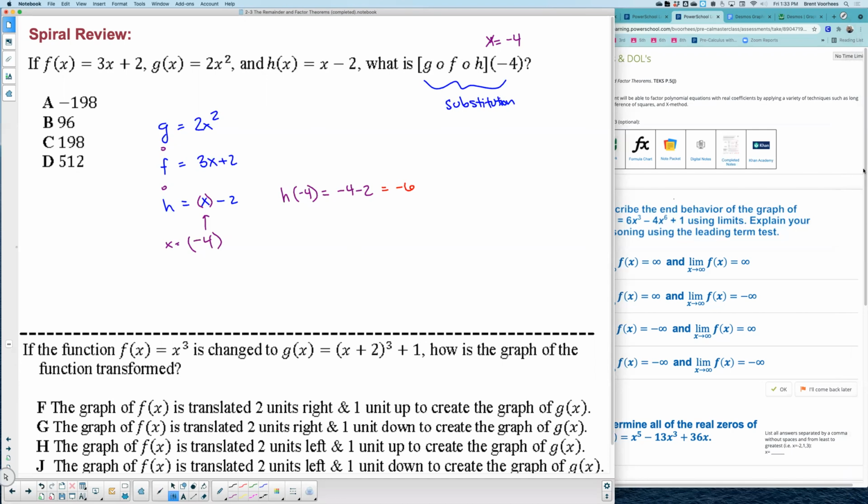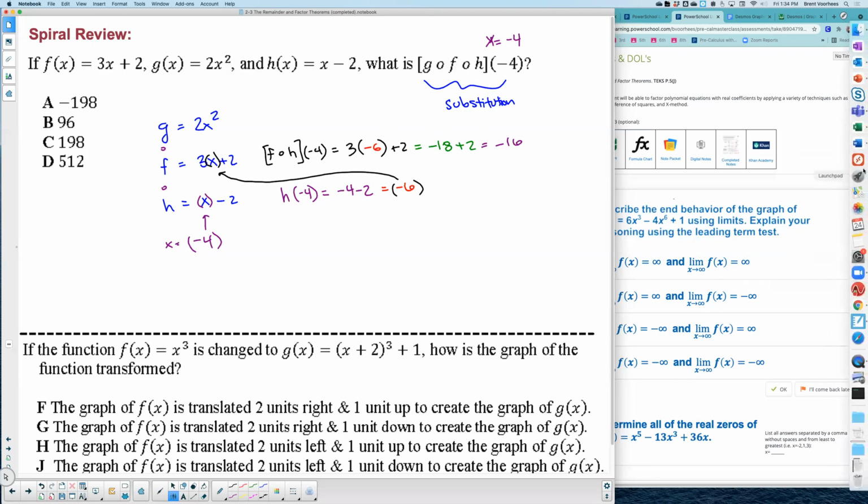So now I'm taking that -6, and what I'm going to do with that -6 is I'm going to substitute in for this x right there. That x is going to get substituted with -6. And so that means that f of h of -4 would equal 3 times -6 plus 2. If I go to simplify that, 3 times -6 is -18. And then I would add 2. And -18 plus 2 is -16.